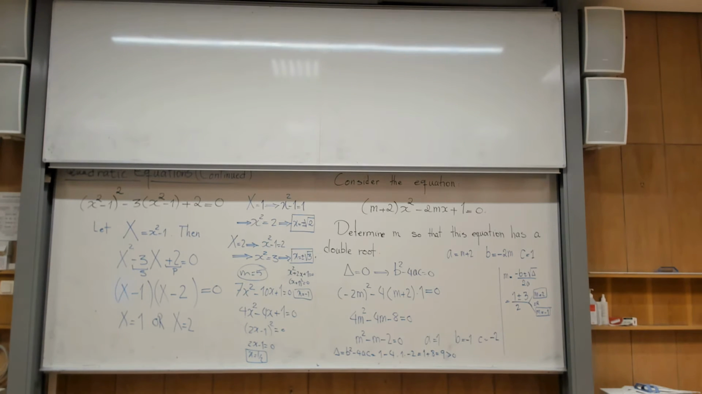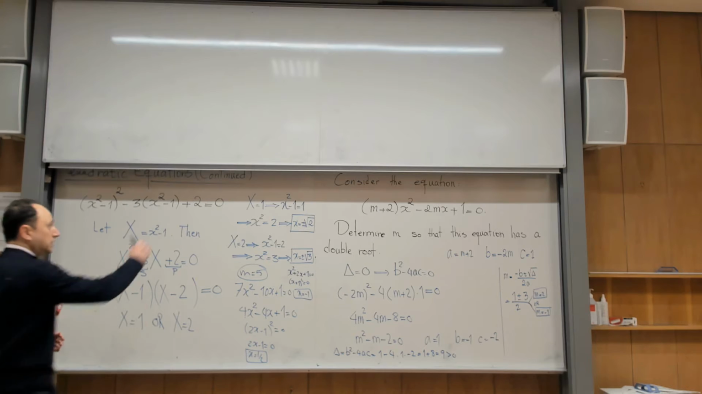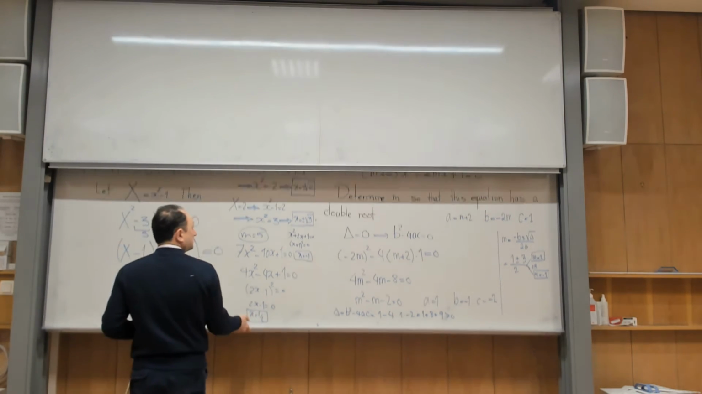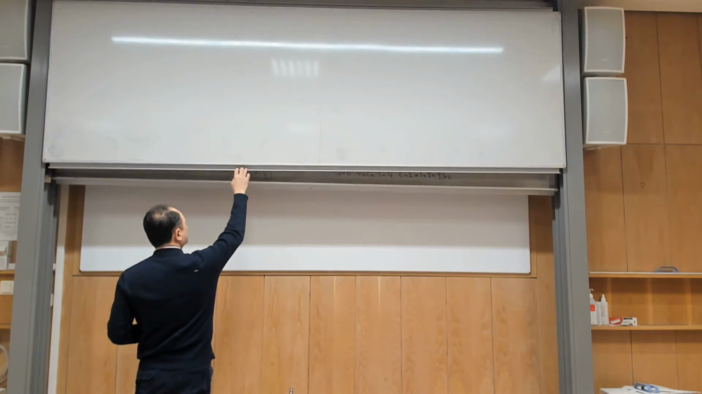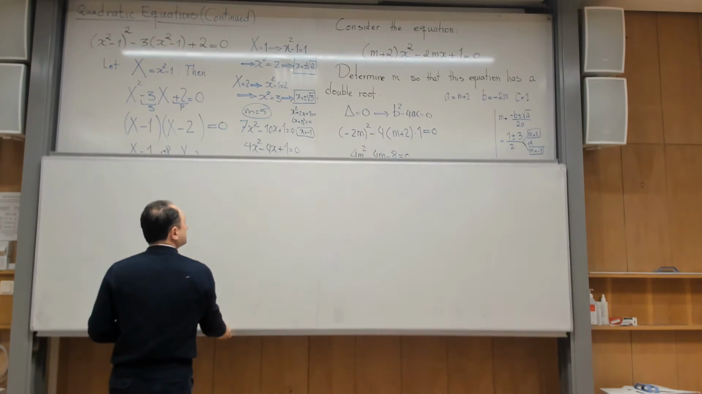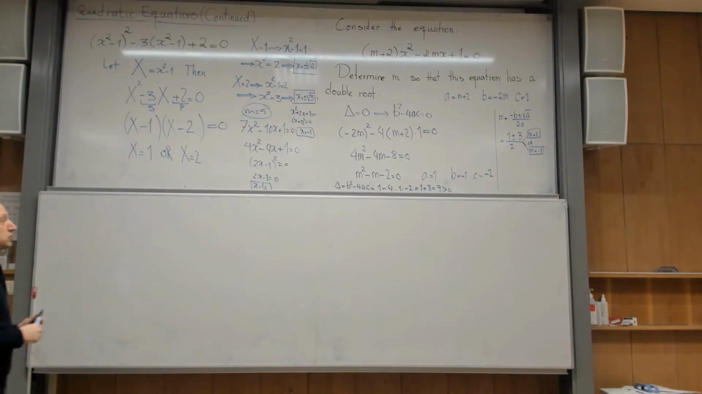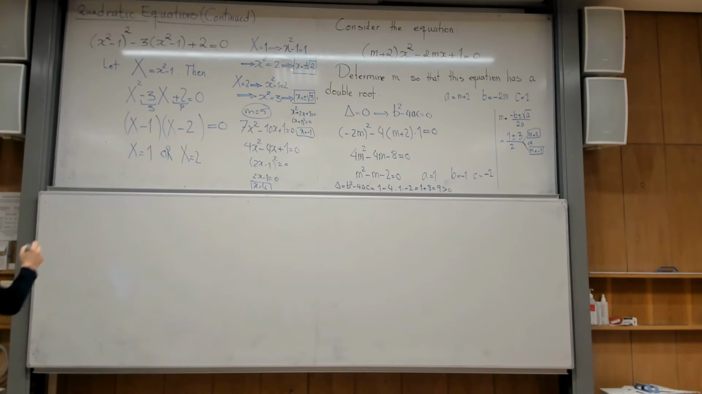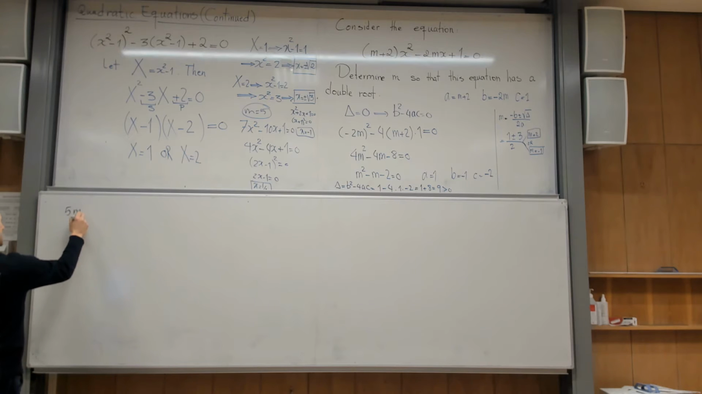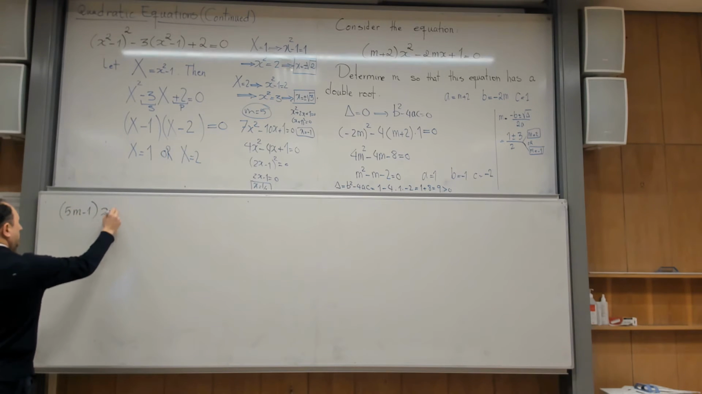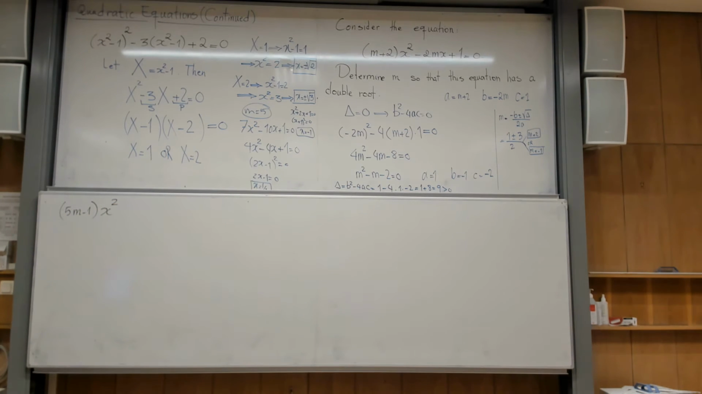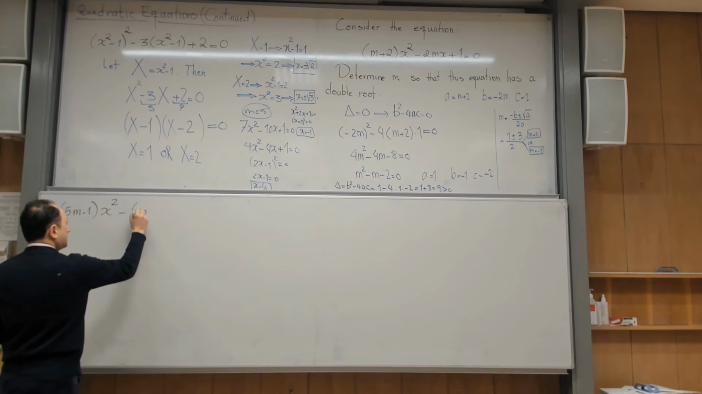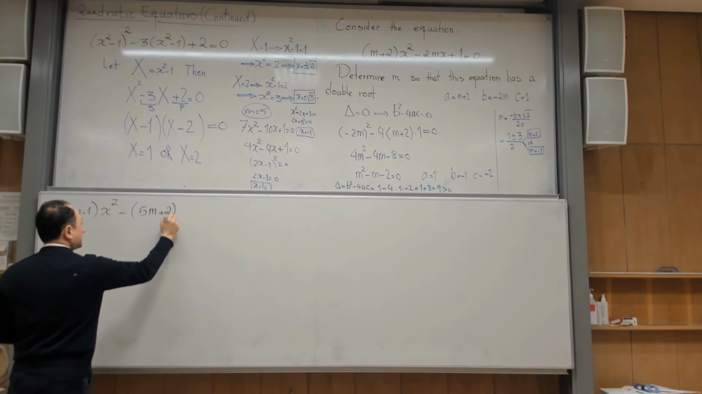I want to give you one more to practice a little bit, and I want to wait for you. I will give you more or less the same question, but with different numbers, okay? The same question, so I don't write the question again, but I actually write the equation. The equation is 5m minus 1 x squared, and then it is minus 5m plus 2x.